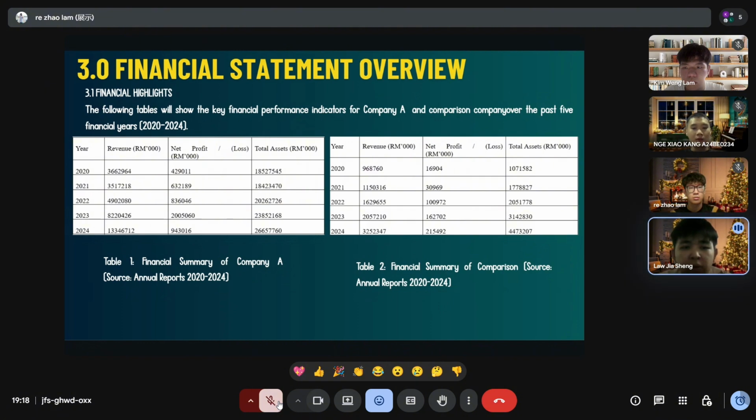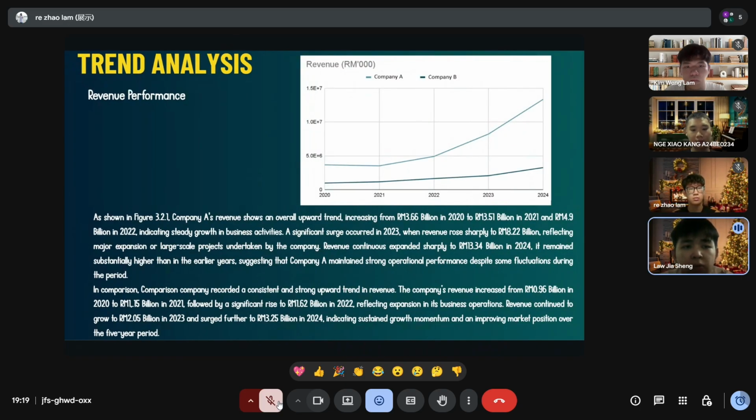These two tables show the financial summary of Company A and the financial summary of Company B. These two tables contain revenue, net profit, and total assets. Next. The first one is revenue performance trend analysis. Company A shows moderate growth from 2020 to 2022. However, its revenue then skyrocketed, more than doubling from 4.9 billion in 2022 to over 13.3 billion in 2024.